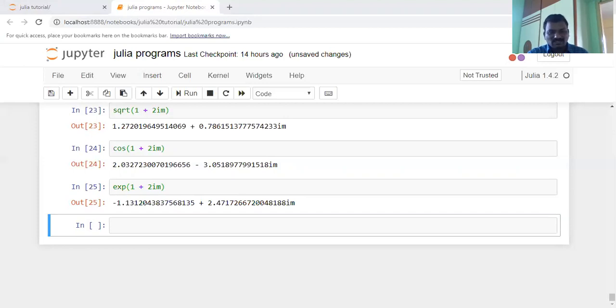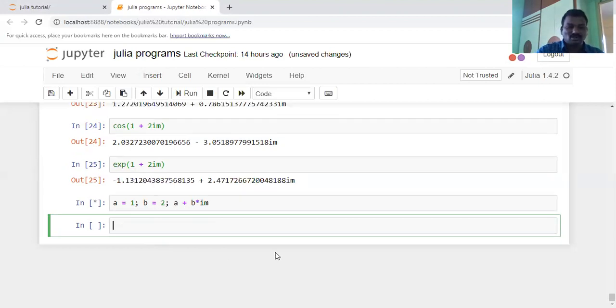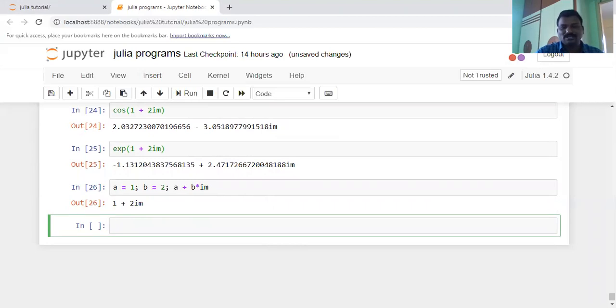Here for example, a simple representation, a plus ib. Sometimes you want to represent like this. For example, I am taking the a value and then b value and then a plus ib format. For example, I am taking the expression like this. Here a equal to 1 semicolon, b equal to 2 semicolon, a plus ib. Here how can you get the result? Here the a value is 1, the b value is 2. The result is 1 plus 2i. In this way you are writing the complex number.